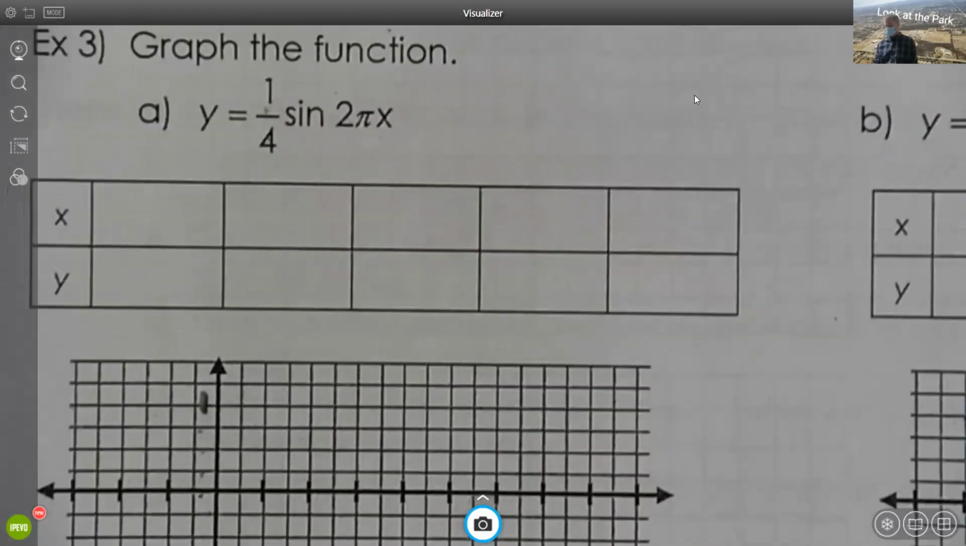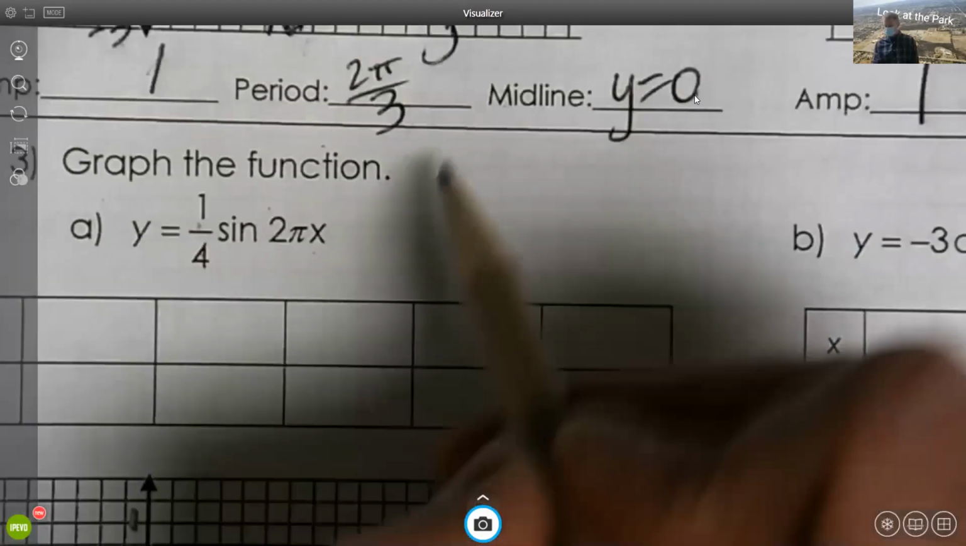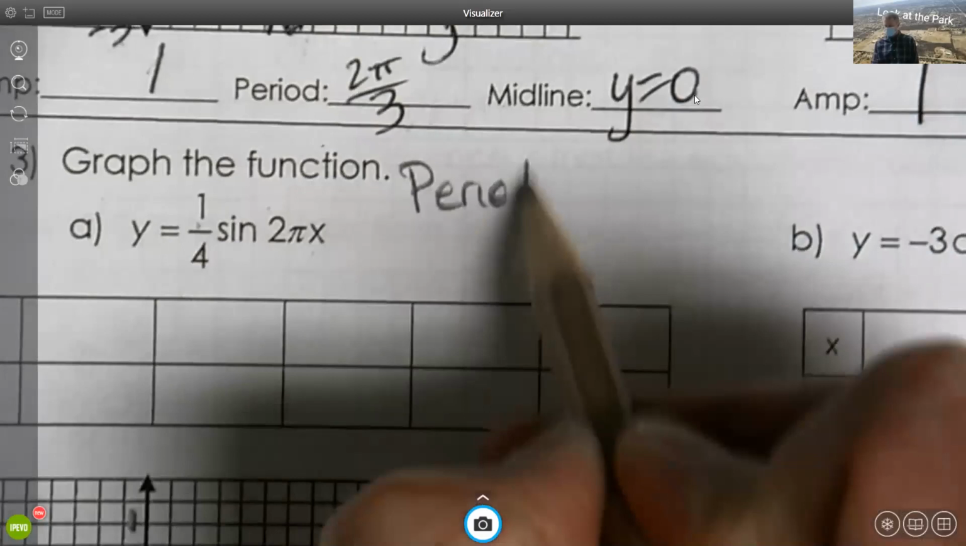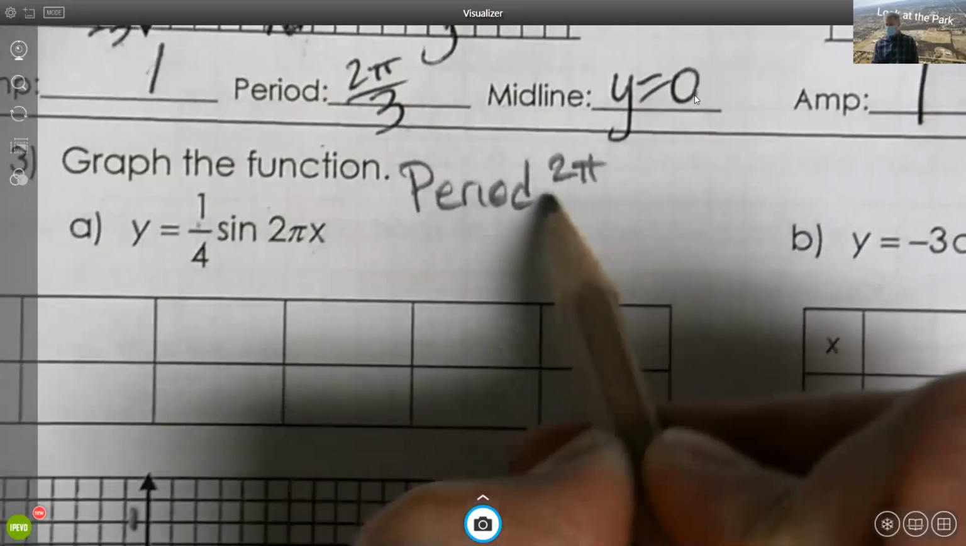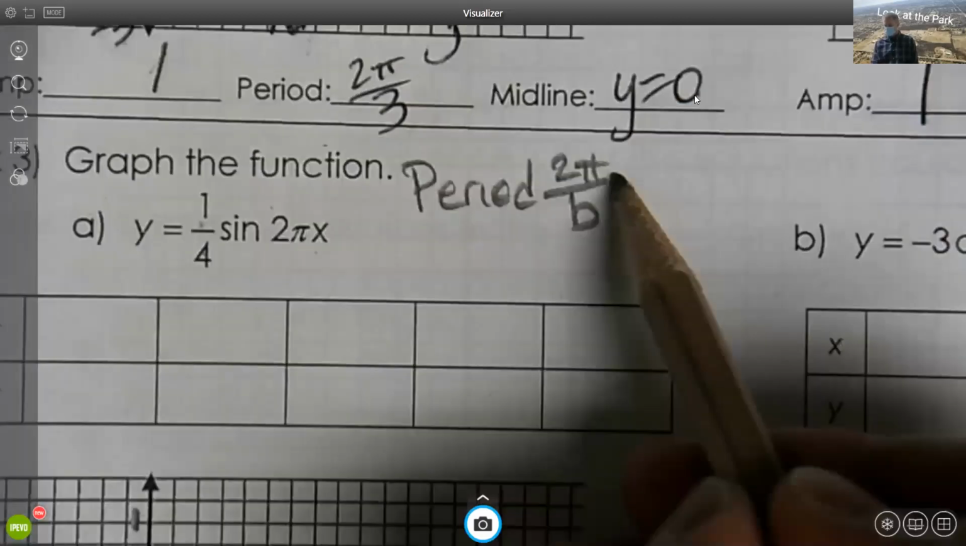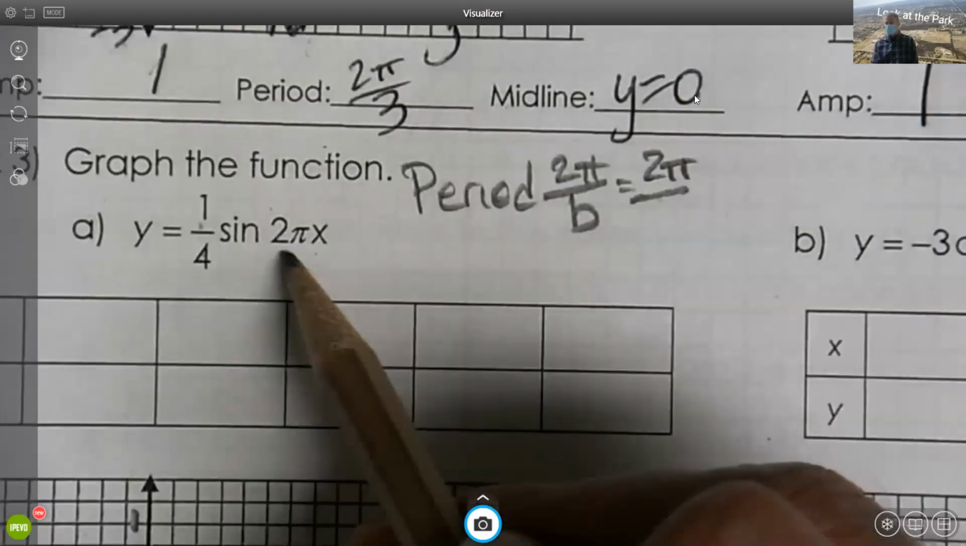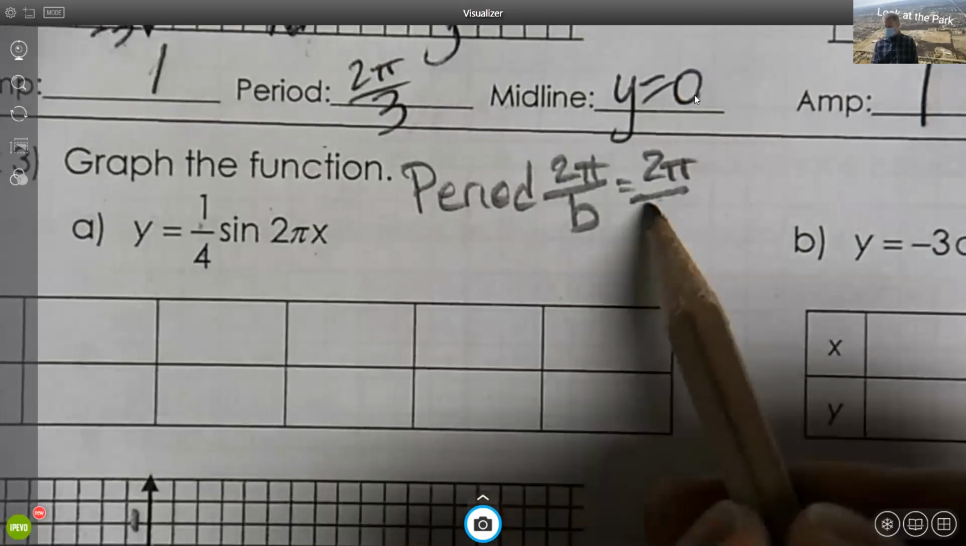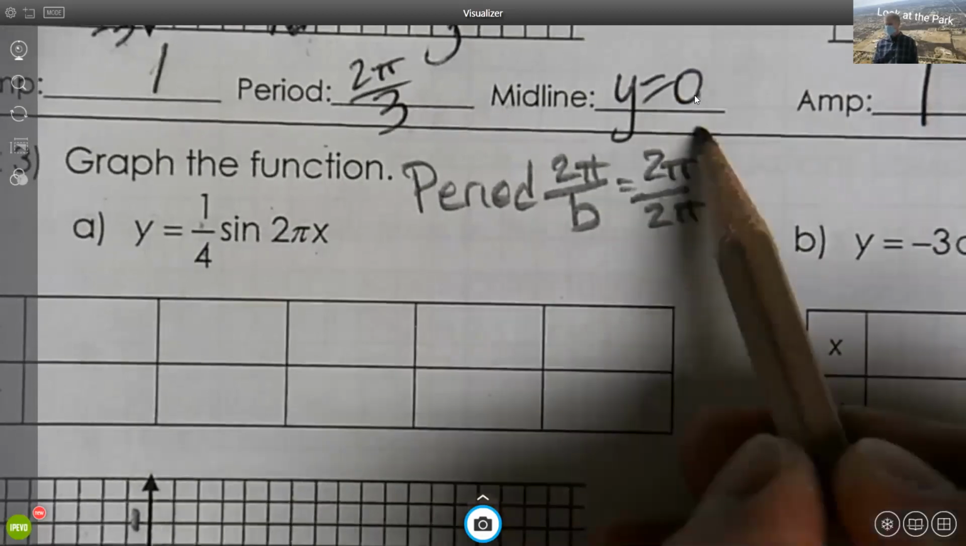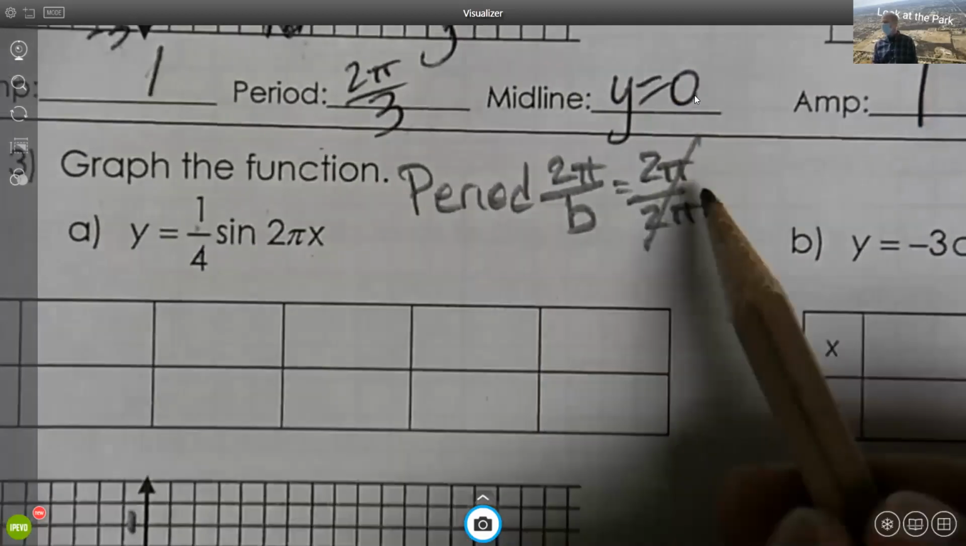The next part that we had been working on is figuring out what the period was. The period was 2 pi divided by b. Well, that's 2 pi divided by 2 pi. So that's going to cross out completely. So now your period is 1.